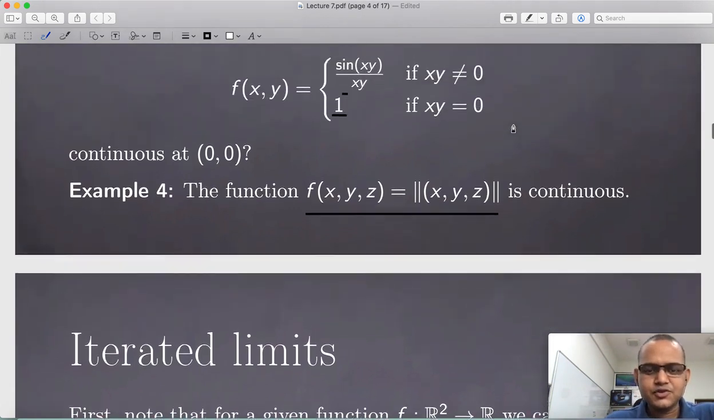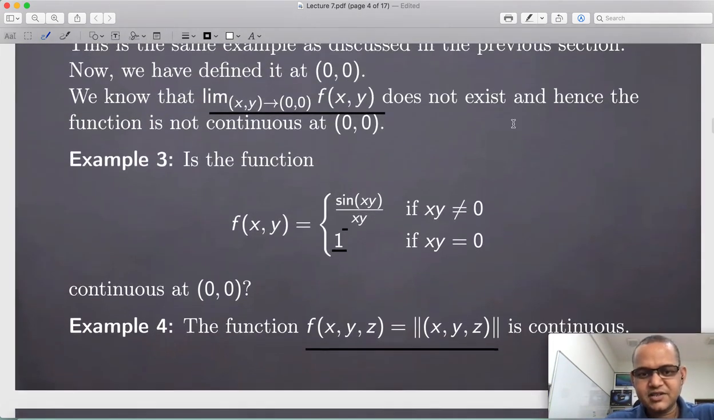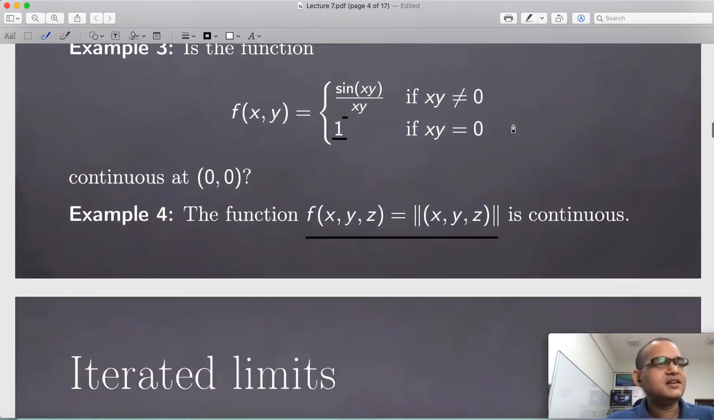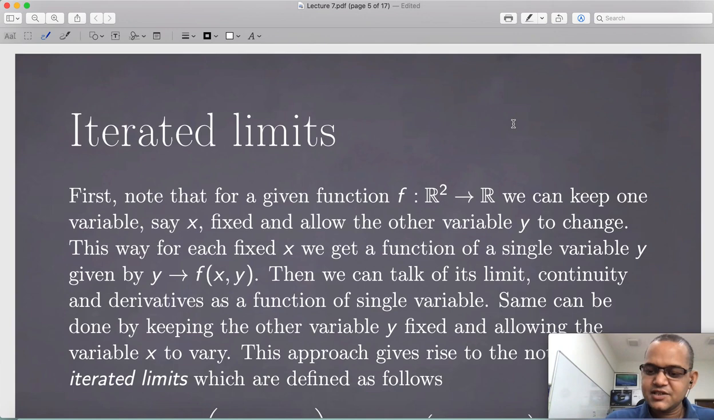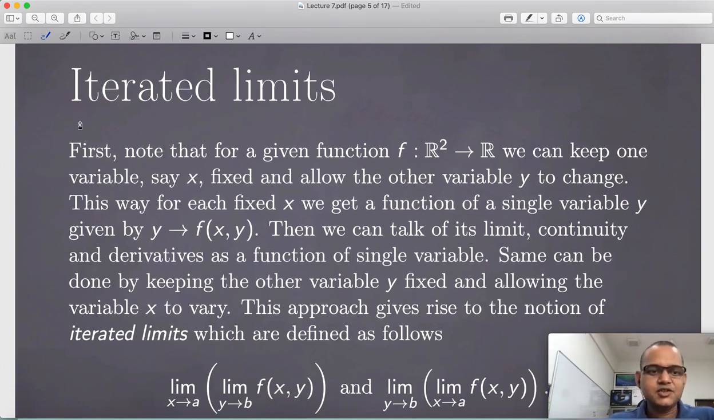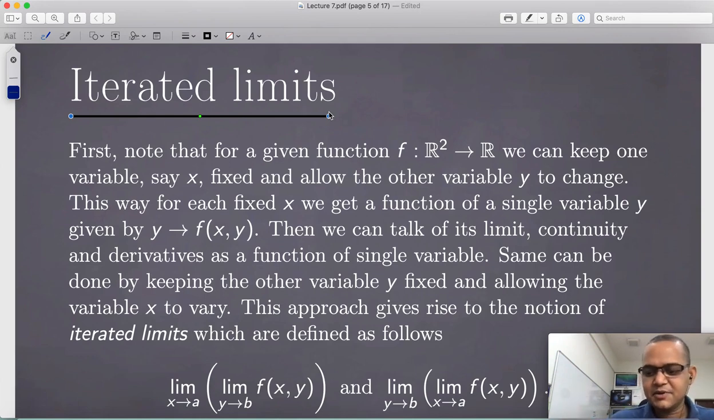So far this definition of limit and continuity involved both the variables, or all the 3 variables, simultaneously, correct? But when I have a function of 2 variables, I can cook up functions of just one variable by freezing the other variables. When we do that, this gives rise to the notion called iterated limits. You take one variable at a time and then you iterate that process with the other variables.